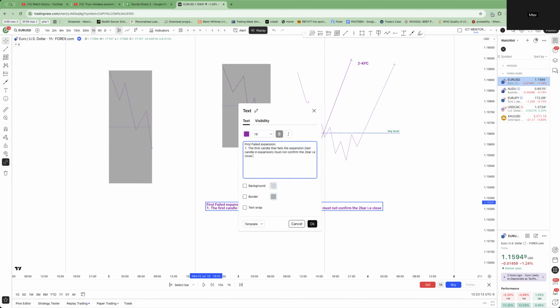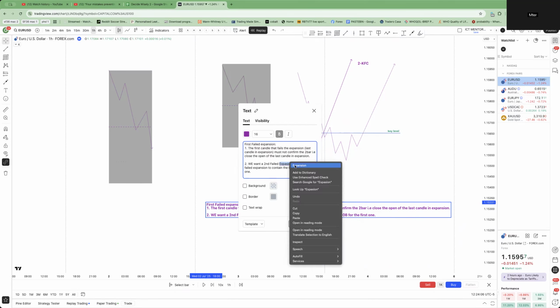Now this was the open. Expansion. And second, we want a second failed expansion, sorry for my spelling of expansions, to contain the OB of the first one.